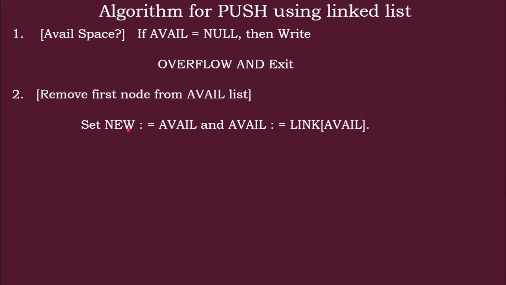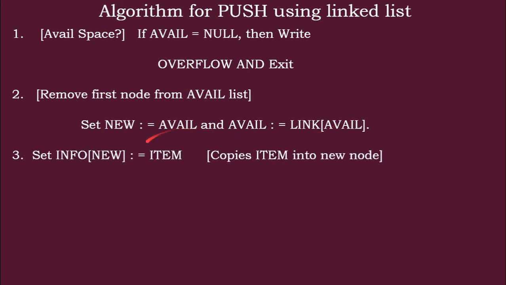So we are setting the value of avail as the new value, and the pointer of avail will be the link of avail. So now we have made room for the new node, so we have to copy the item. Info of new is equal to item. That means we are copying the new item into the position which we have created now from the avail list.